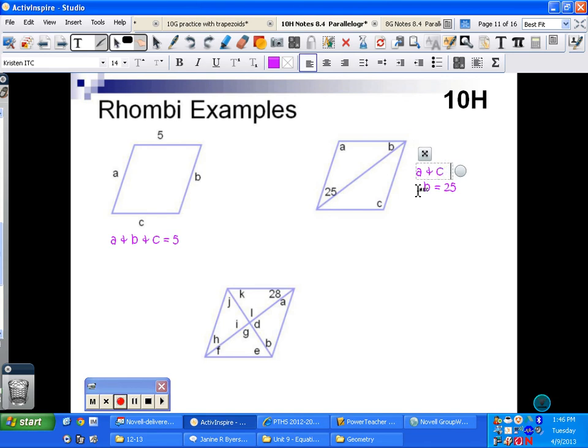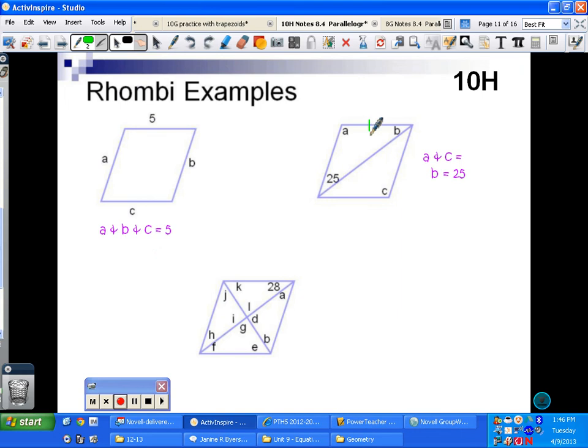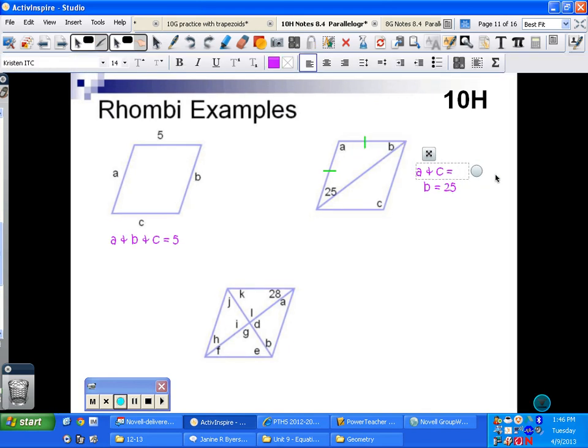Well, we know that there are some congruent parts here. This is congruent to this, these two sides, because it's a rhombus. And if you look at this top or left, however you want to view it, shape, this becomes an isosceles triangle with angles of 25 and 25, so that's 50. So there are 130 degrees left for angle A, and C is congruent to that. So A and C are both 130.